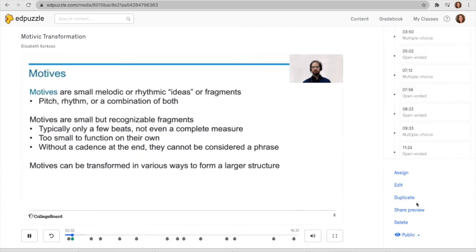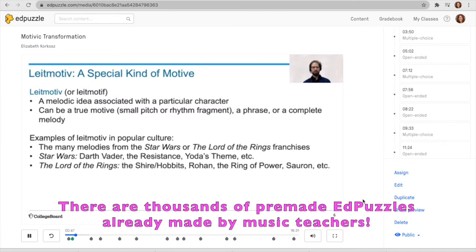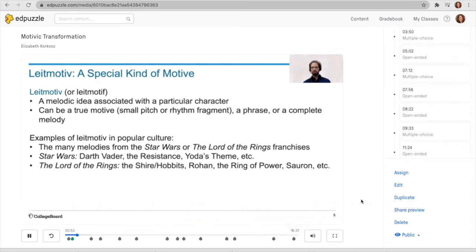Motives can be transformed in various ways to form a larger structure. I always think of little Lego building blocks. You've got your little blocks and you sort of put them all together to make a bigger structure, a bigger creation. There's a special kind of motive that you may have heard of called leitmotif or leitmotiv. This was actually something that the German composer Richard Wagner really came up with and used in his operas.